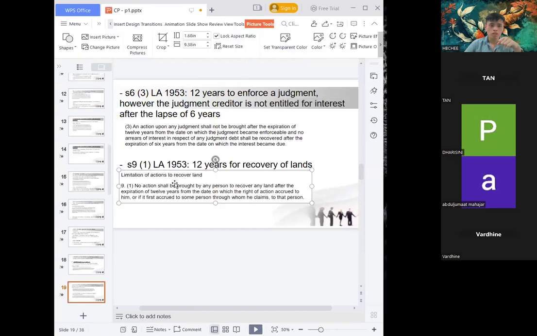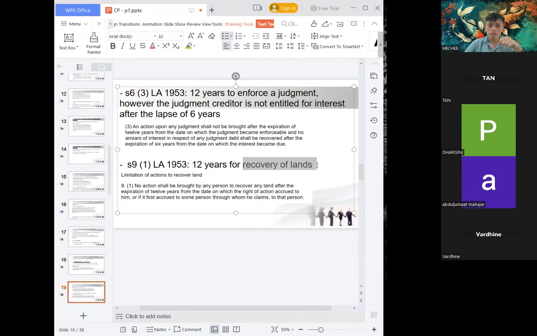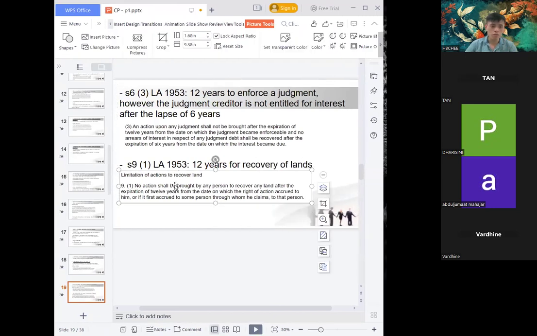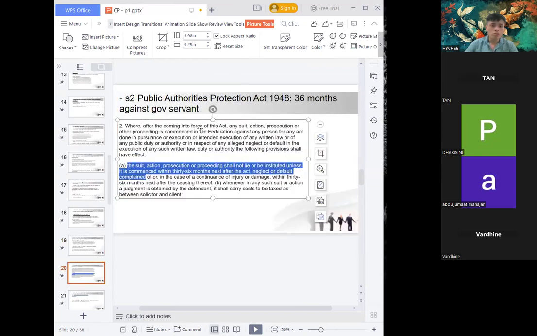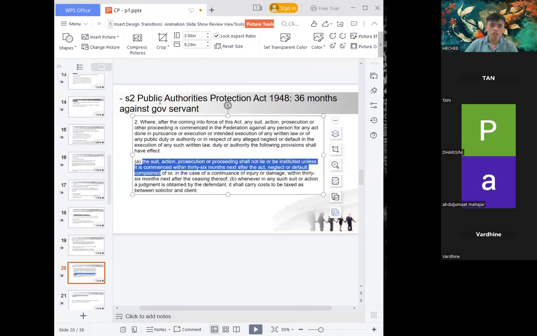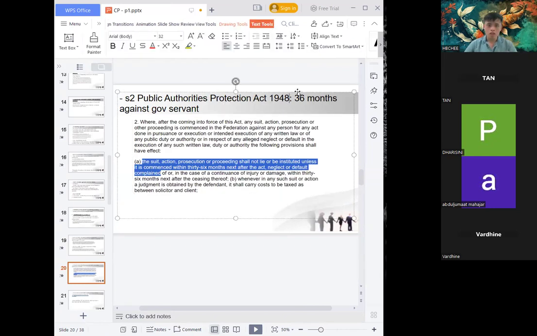Another one is recovery of land, which is 12 years. So I have screenshotted the section. Okay, so another limitation, as we can see, is Section 2 of the Public Authorities Protection Act 1948. Actually, I can put it as PAPA, just a short form only. So for this action, if you want to sue a government, 36 months only. I have highlighted: within 36 months after the act, neglect or default complained of.